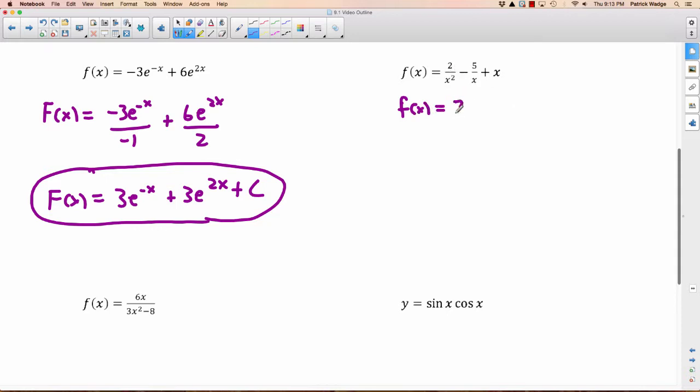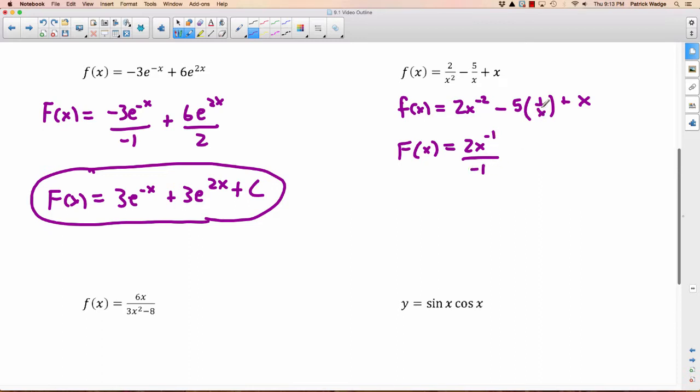Okay, next one. You probably want to start not by taking the antiderivative, but by rewriting this. Why don't we rewrite this as 2x to the negative 2 minus 5 times 1 over x, plus x. I know that's weird. Why didn't I make it 5x to the negative 1? I'll talk about that in a second. Now we can take the antiderivative. What's our rule here? We raise this up 1, so 1 bigger than negative 2 is negative 1, and we divide by that same amount, that negative 1.